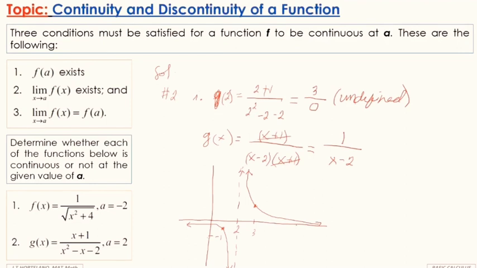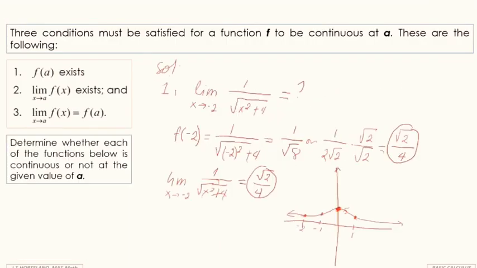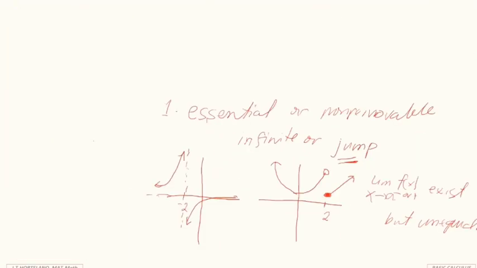Next video, I'll give you some applications of continuity and discontinuity of a function. So, for now, let us have a review. This is what we will remember.